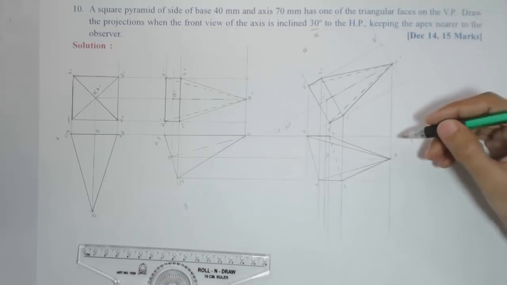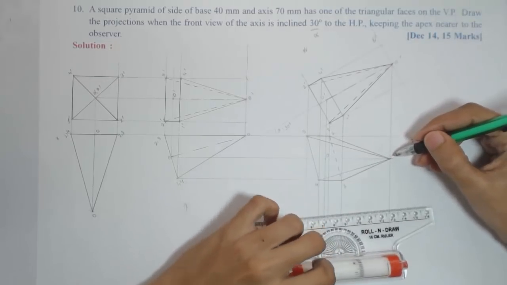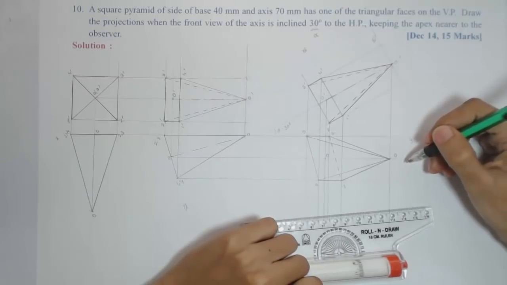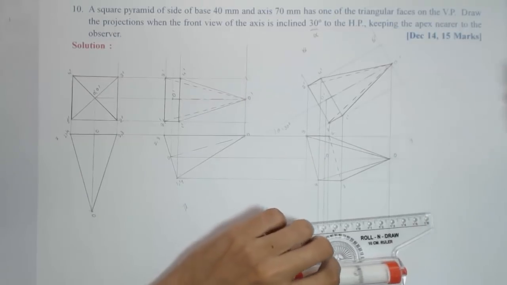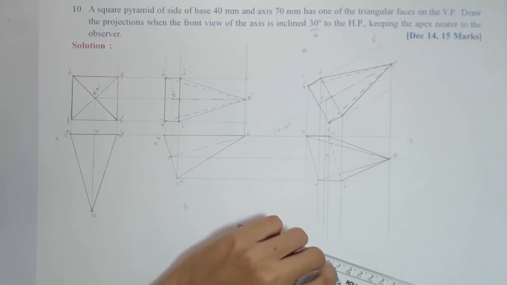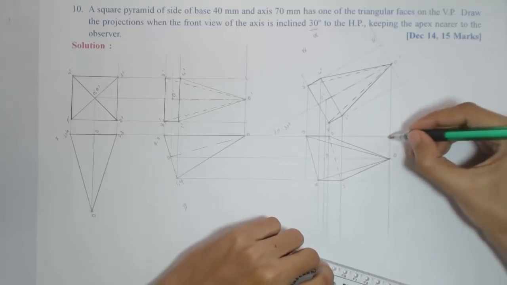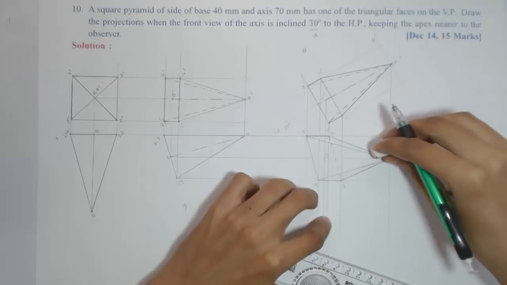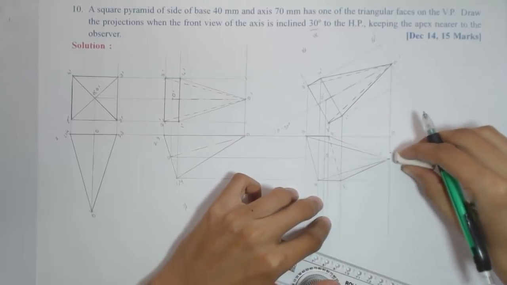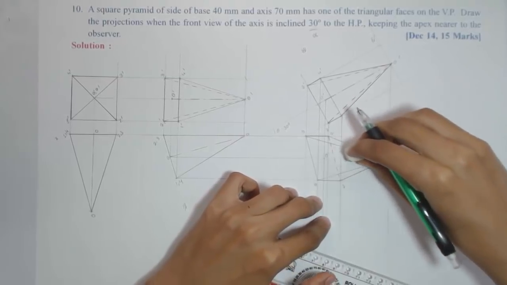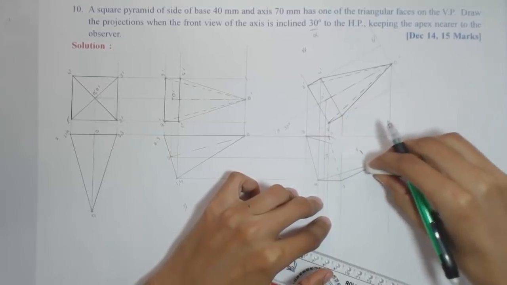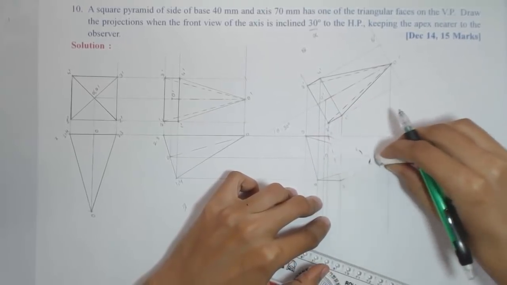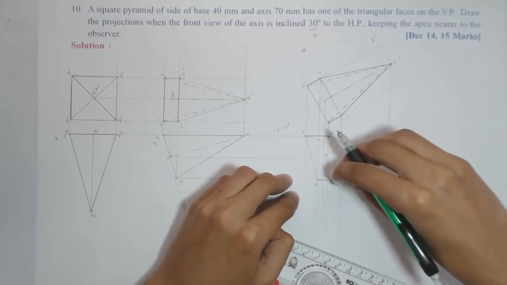Now we'll mark the axis. Sorry, we have done this wrong. Apex is not here, apex is here. So this base part is right, but joining the slant edges, we have done it wrong. So be careful while marking the points.